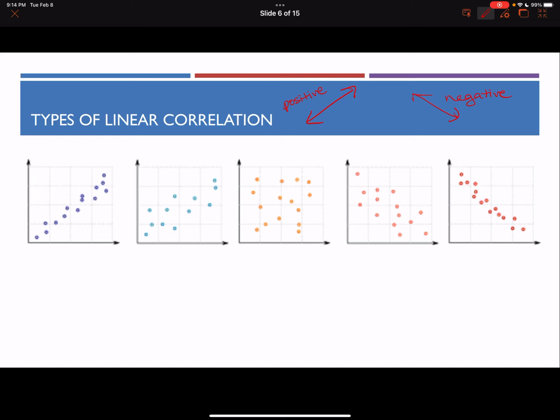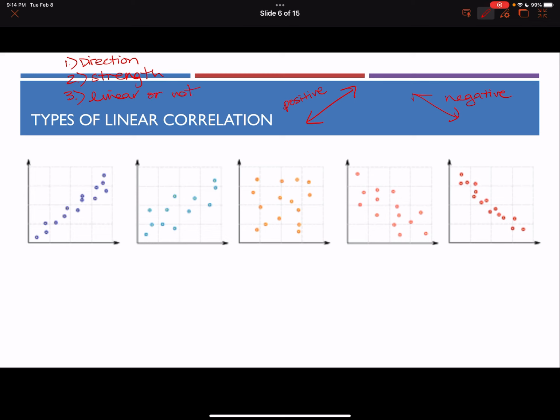So whenever you talk about correlation, you're going to have three words: the direction, the strength, and whether it's linear or not.